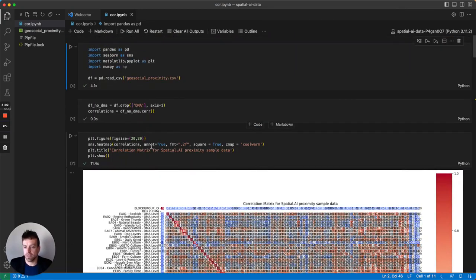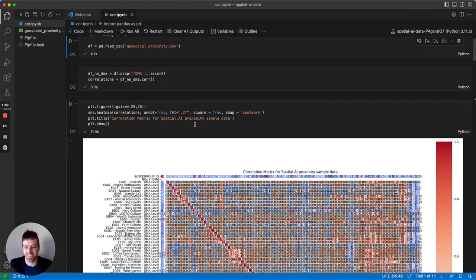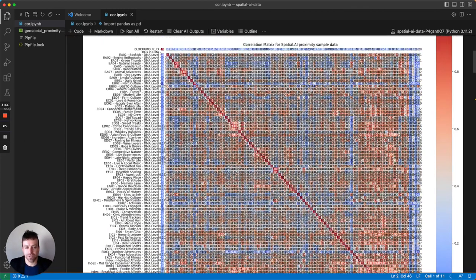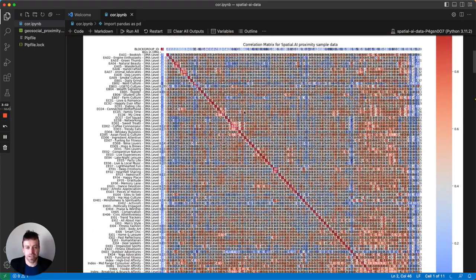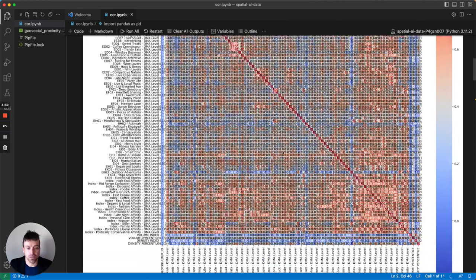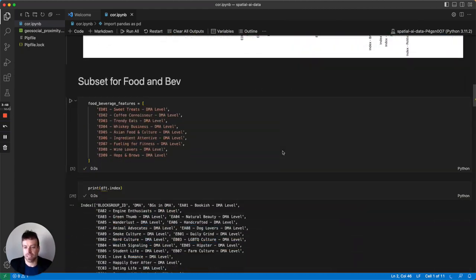What I did here is, this is showing the version that doesn't work, right? What I tried to do here is just plot all of it on a correlation matrix, and it is not understandable at all. It's a giant mess. So, okay, let's simplify this down a little bit.